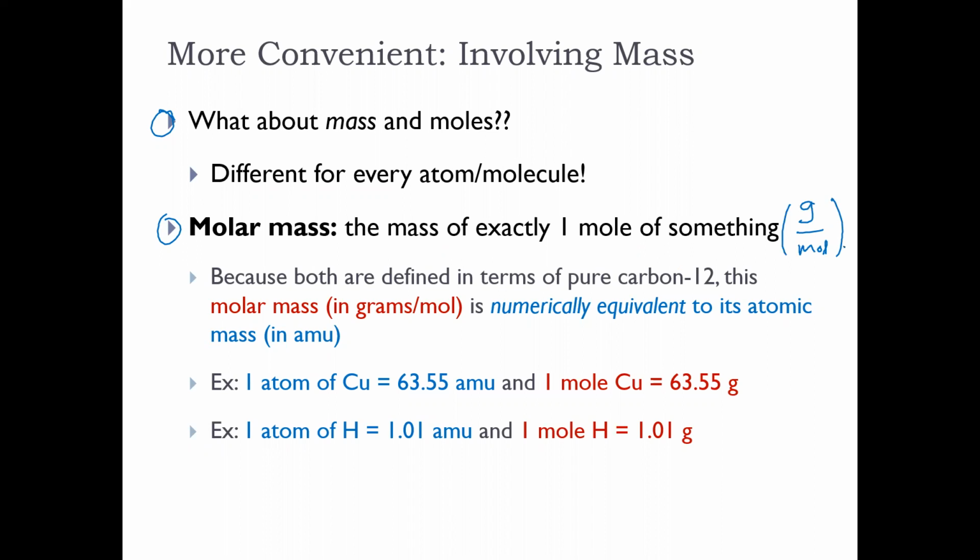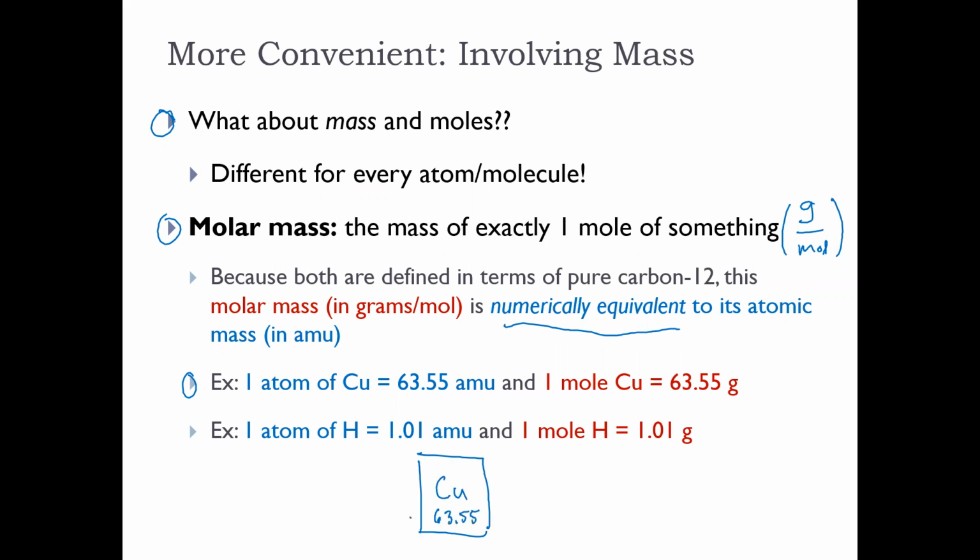Conveniently, on our periodic table, the number that is the mass of 1 atom in units of AMUs is the same number for our molar mass in terms of grams per mole. So these end up being numerically equivalent. They're the same number, just different units, based on our definitions of moles and our definitions of atomic mass units. So here, if we have copper, we can look up on our periodic table. We look up copper.